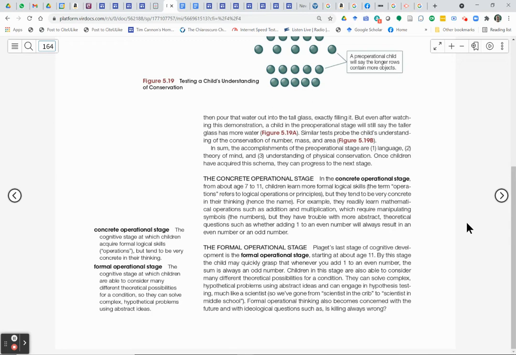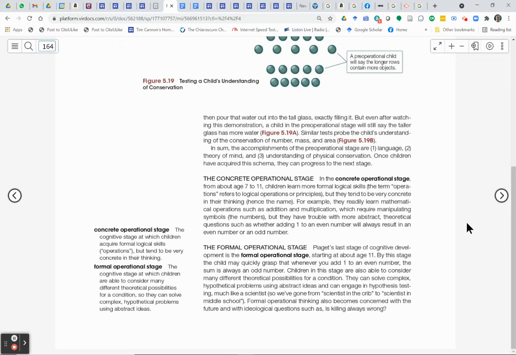If you're concrete operational, you'll come up with many more uses on average if I give you the object. Whereas if you're formal operational, the next stage, you'll come up with about the same, whether the object is there or not. Concrete operational people are very concrete. They can be very difficult to argue with.